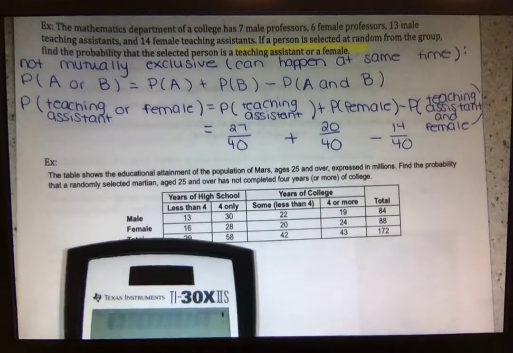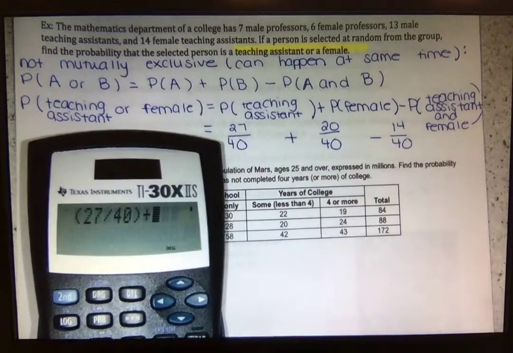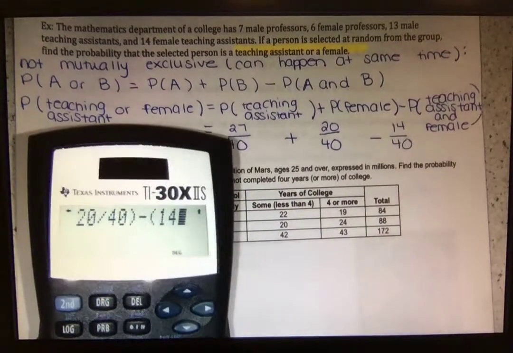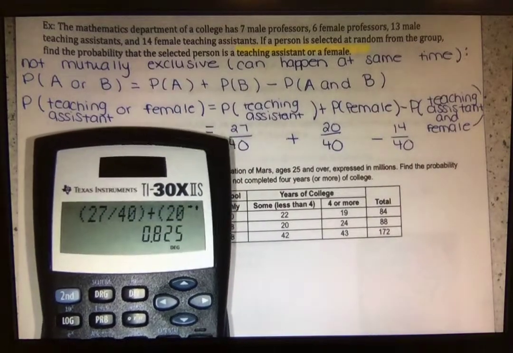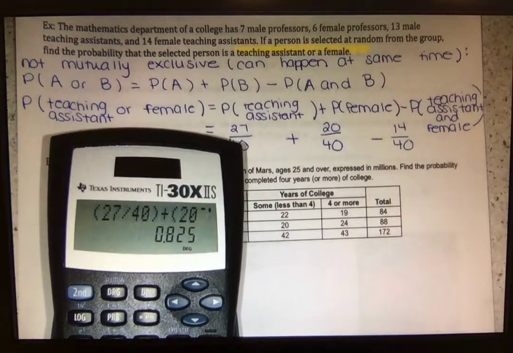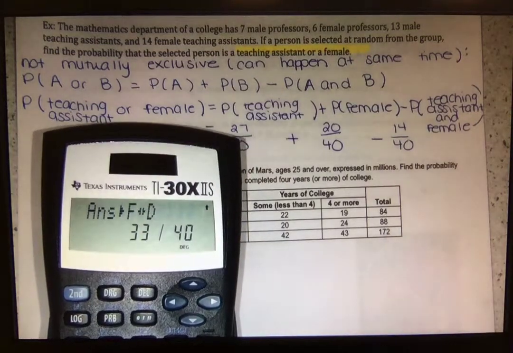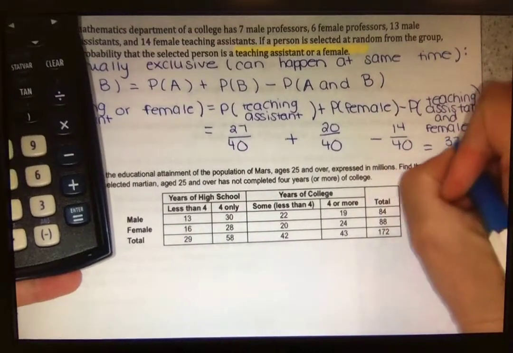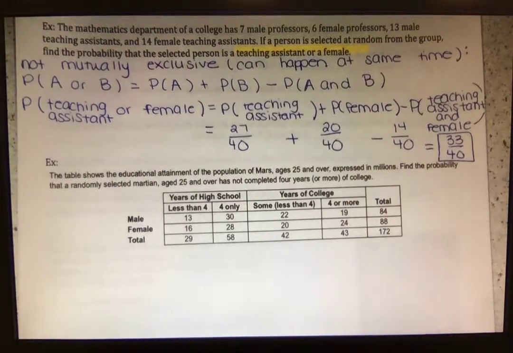So same thing, plugging this into our calculator, 27 over 40 plus 20 over 40 minus 14 over 40. Putting that all into our calculator, we get 0.825. Changing that decimal to a fraction, we get 33 out of 40. Final answer: 33 out of 40.